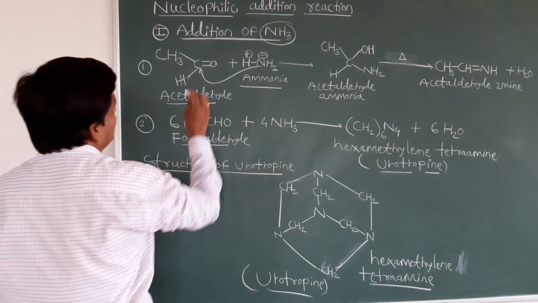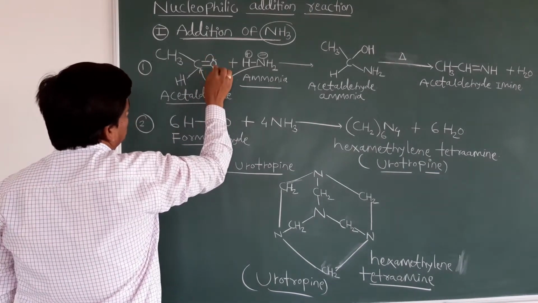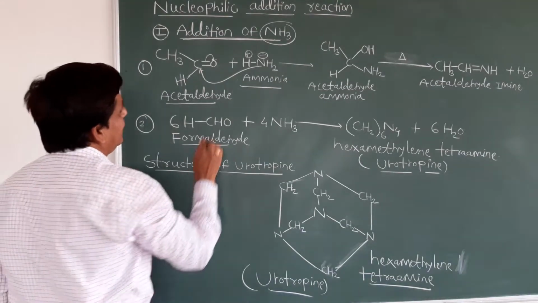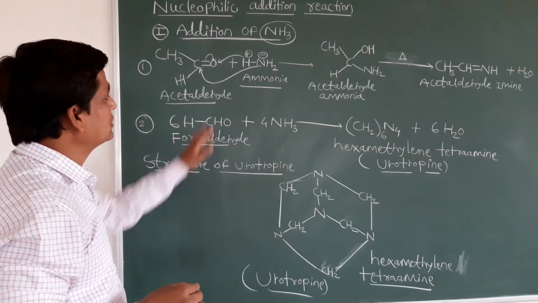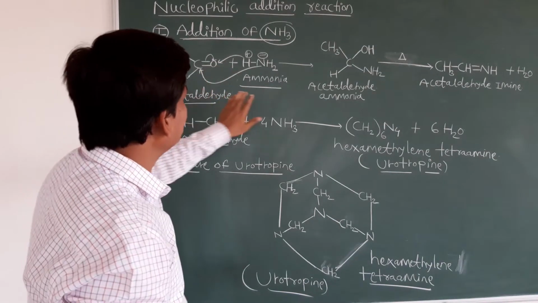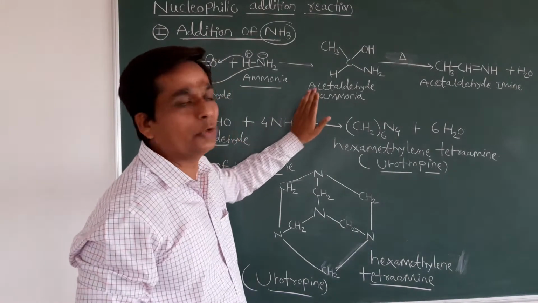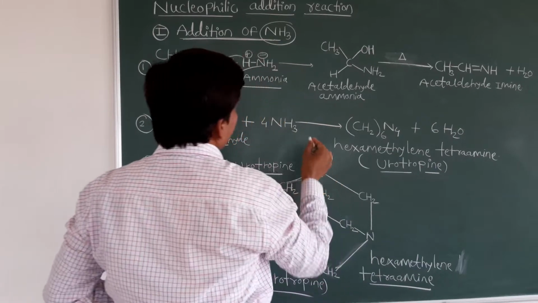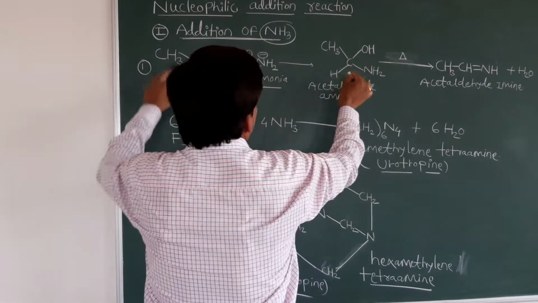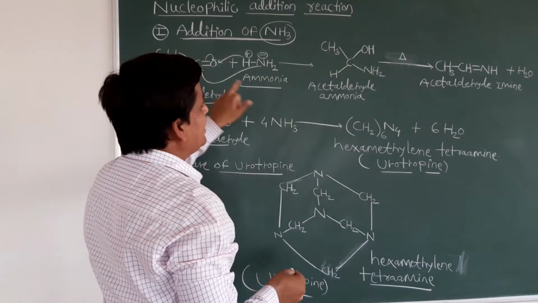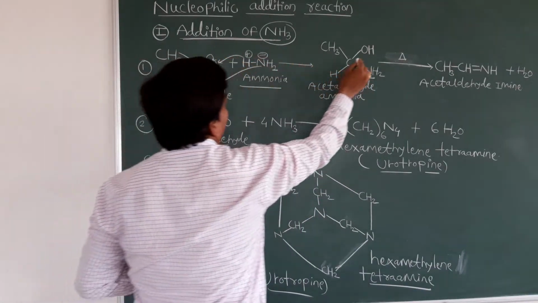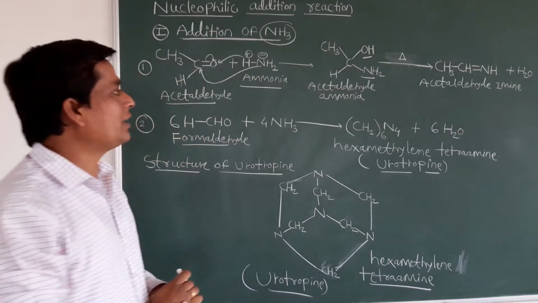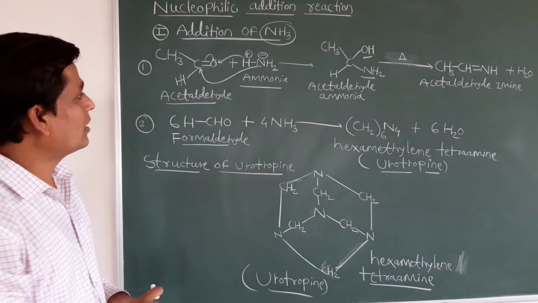Then what happens, students, this double bond will shift. So this oxygen will now carry a negative charge. Then this oxygen can abstract this hydrogen, so it converts into the OH group. In this way we will get acetaldehyde ammonia. See the structure here. CH3 as it is, then this carbon as it is, then this H as it is. Now this NH2 will attach here and this oxygen will convert into the OH group. So this is acetaldehyde ammonia with a hydroxyl group.